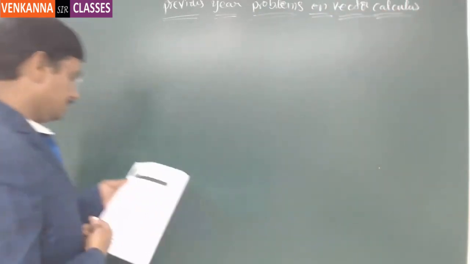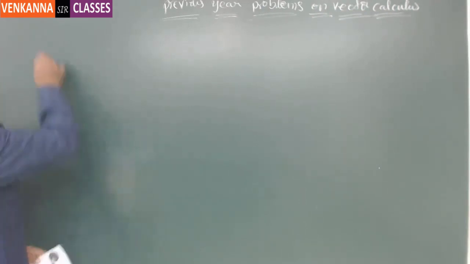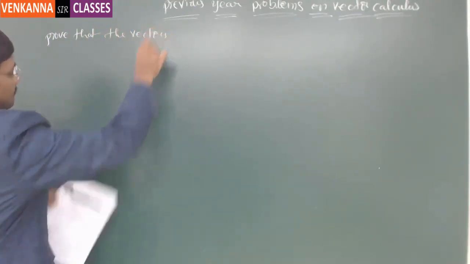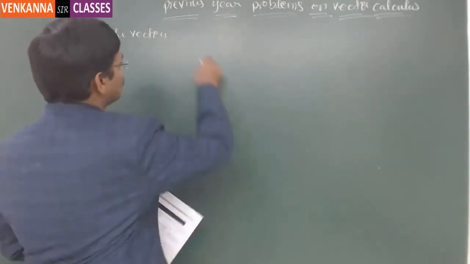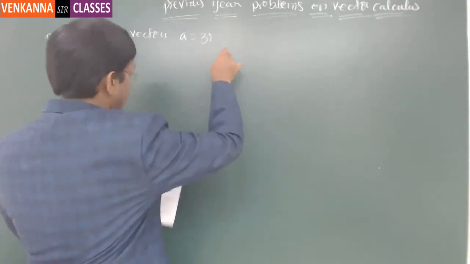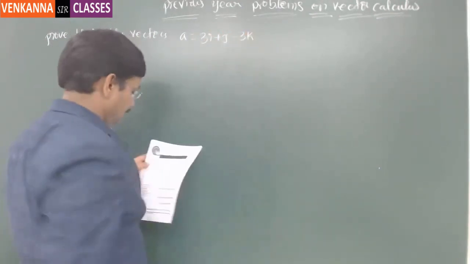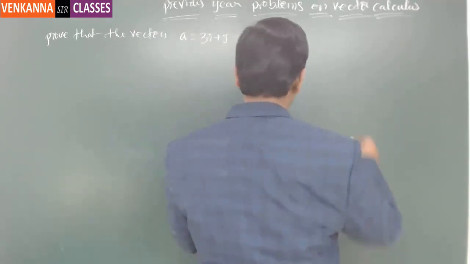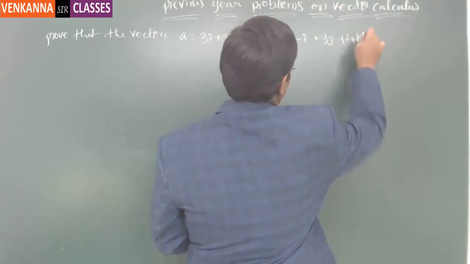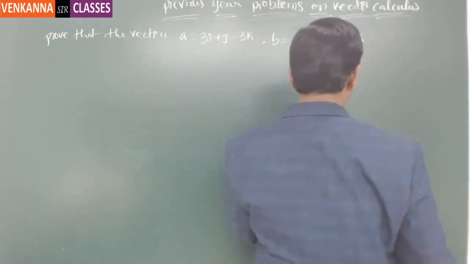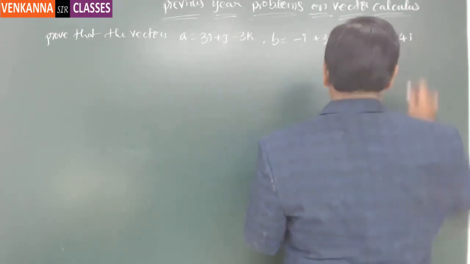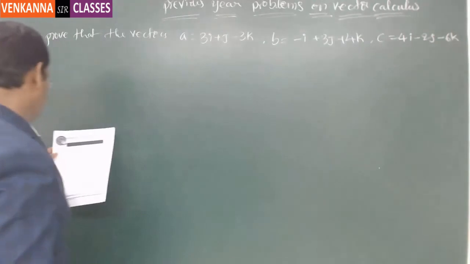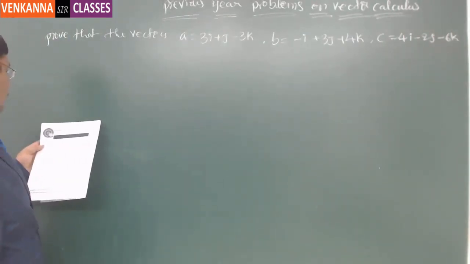Now, in 2016 there is a problem. Prove that the vectors A equal to 3i plus j minus 2k, B equal to minus i plus 3j plus 4k, and C equal to 4i minus 2j minus 6k can form the sides of a triangle.